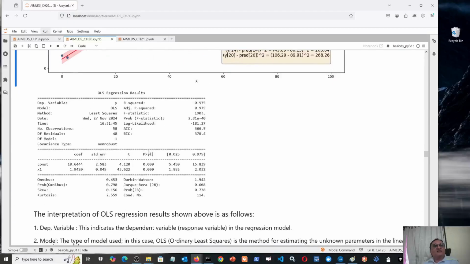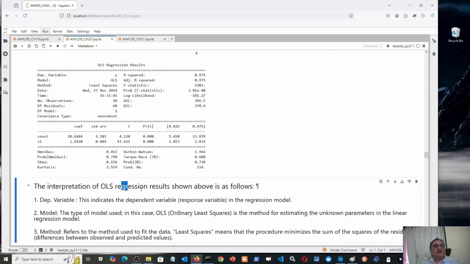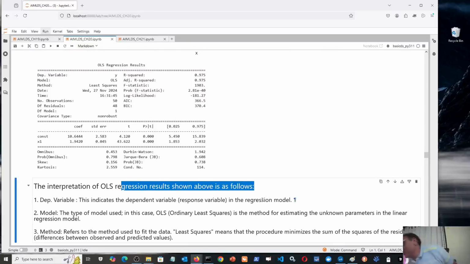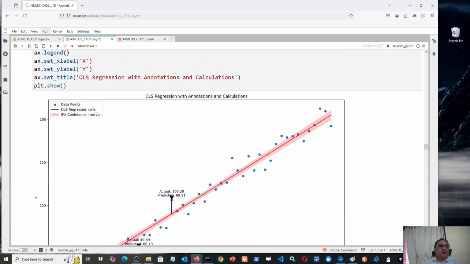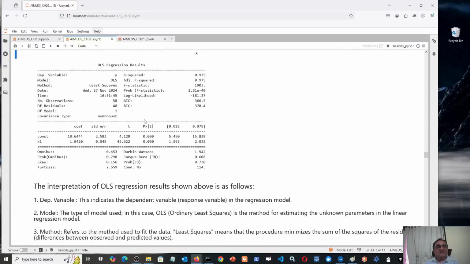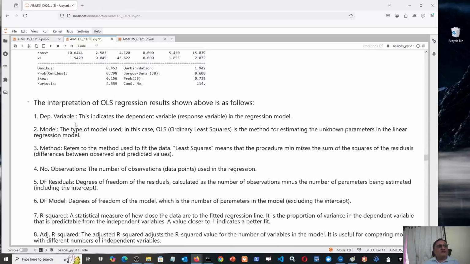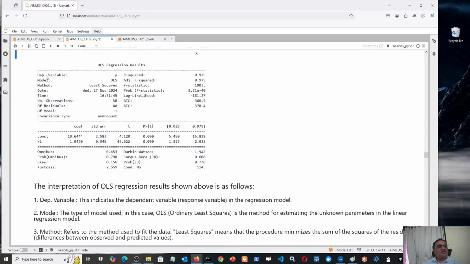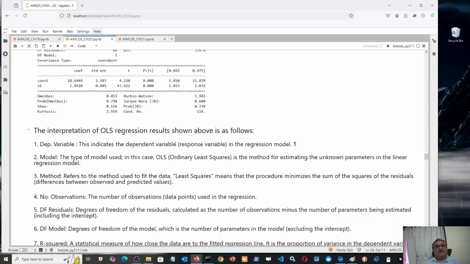Now let us look at the various terms, which is called interpretation. This is the really important part, because I have seen many people who know how to create OLS for their regression plot and everything, but when they are asked, they cannot explain the meaning of each term. R squared is very common, but first let us take each term from here. Dep. Variable is the dependent variable or response variable, Y, in the regression model.